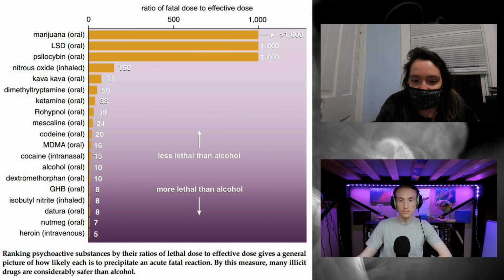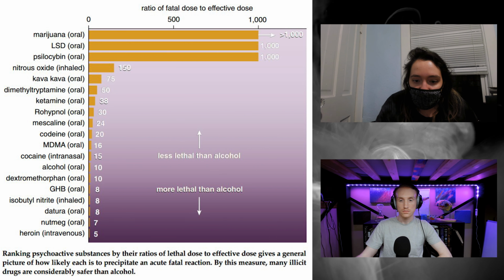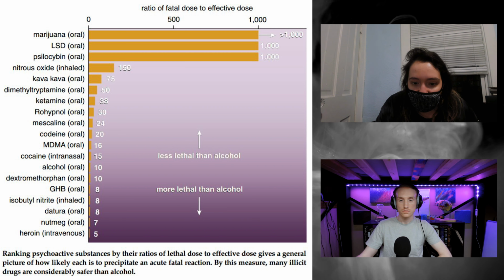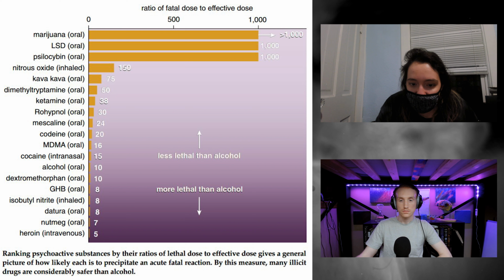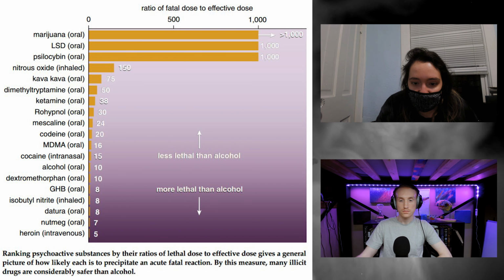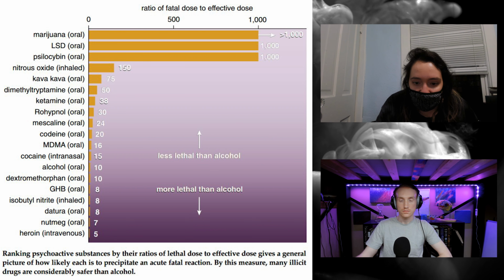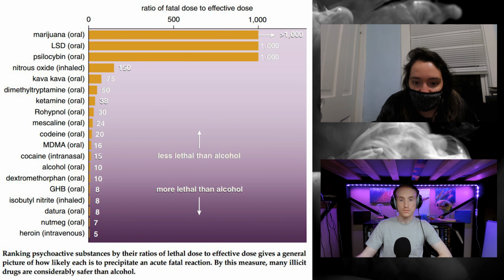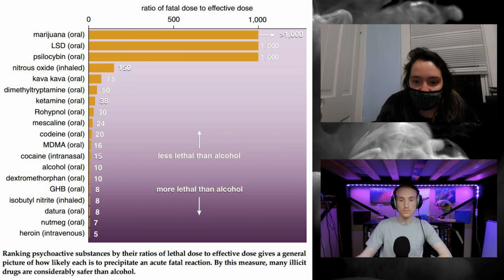MDMA is 1 to 16. Cocaine is 1 to 15. Alcohol and dextromethorphan are 10. And I believe methamphetamine is on that level as well. And then GHB is 1 to 8. Isobutyl nitrate is 1 to 8, as is datura. And then nutmeg is 1 to 7. And heroin intravenous is 1 to 5.